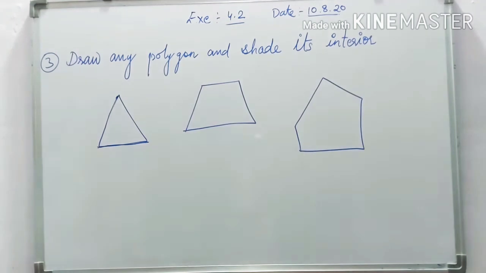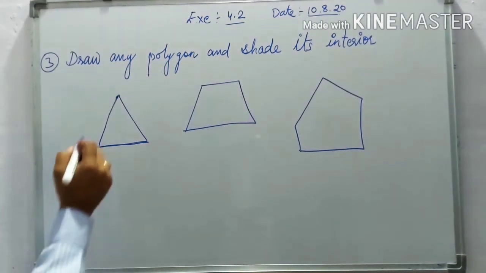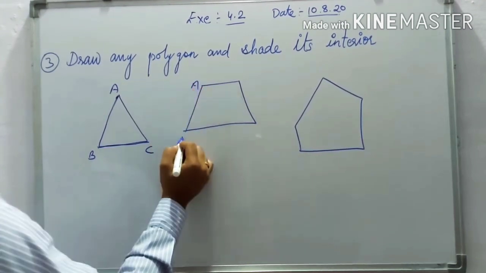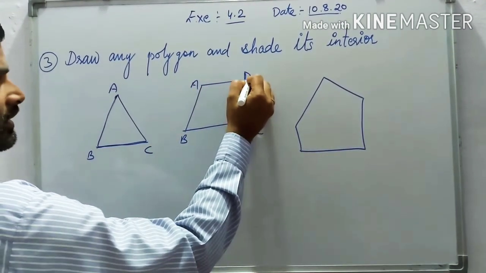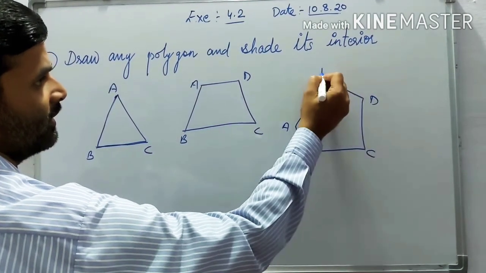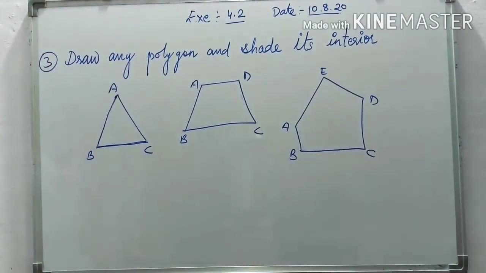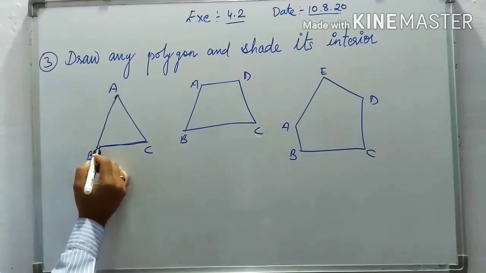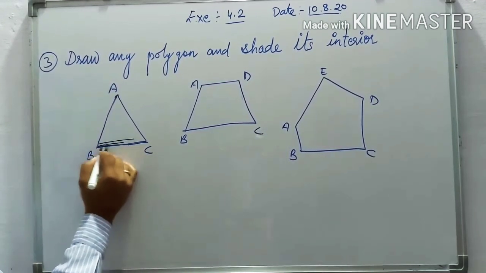All these diagrams are made by line segments and given the names A, B, C and A, B, C, D and A, B, C, D, E. These are three examples of polygons. The question asks to shade the interior part. So this is the interior part. The inside of the figure is called the interior part.